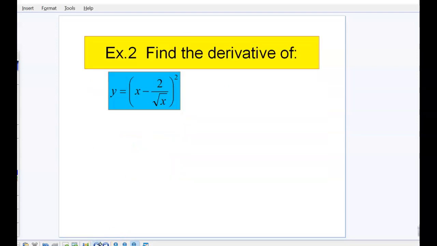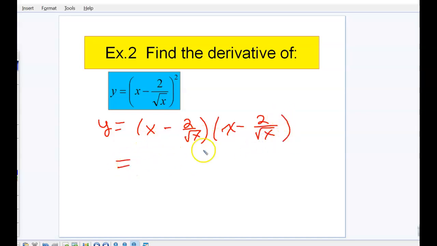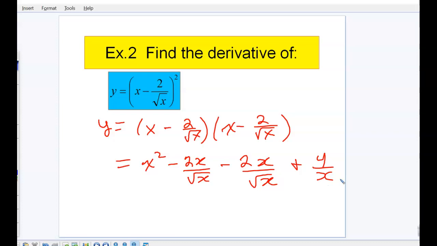Okay, in our next example, we're asked to find the derivative of a binomial squared. So the first thing you would do with this one is expand it. So again, x times x is going to give me x squared. X times negative 2 over root x is going to be negative 2x over root x. And multiplying these two terms with another negative x over root x. And that's going to be plus 4 over x.